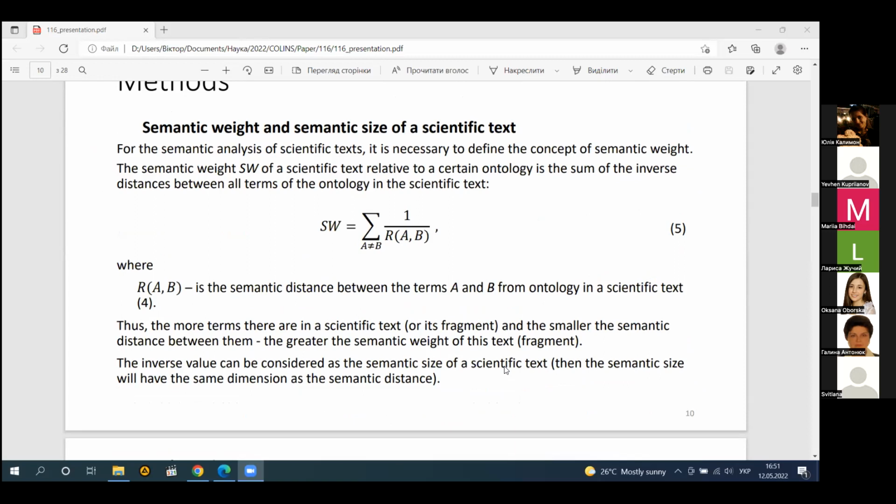The semantic weight of scientific text related to a certain ontology is the sum of the inverse distances between all terms of the ontology in the scientific text, as defined by Formula 5. Thus, the more terms there are in scientific text or its fragment, and the smaller the semantic distance between them, the greater the semantic weight of this text or its fragment.